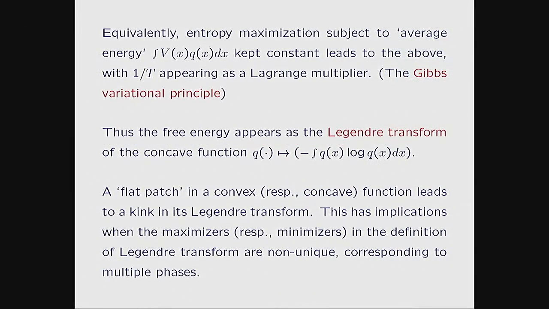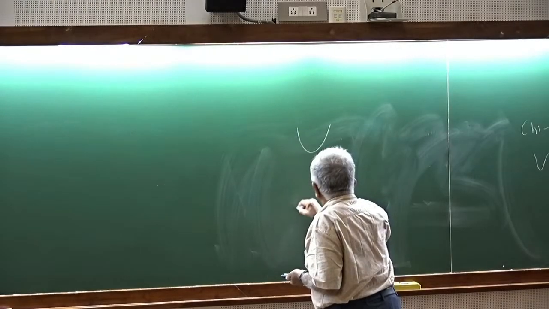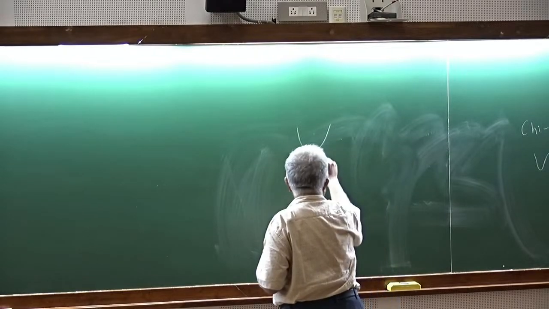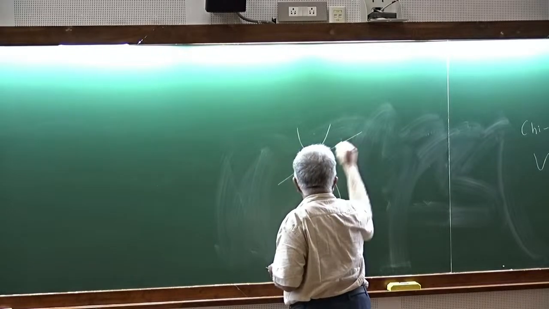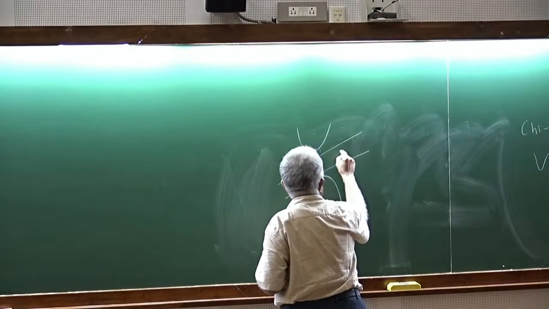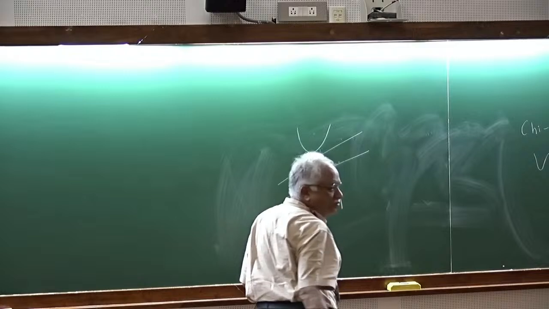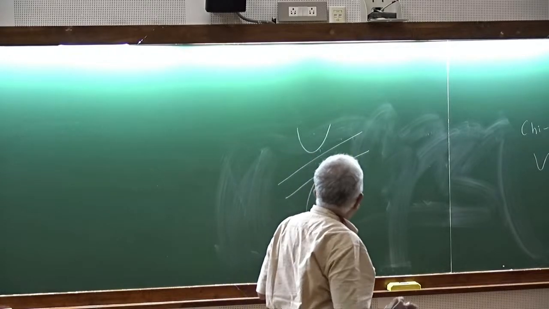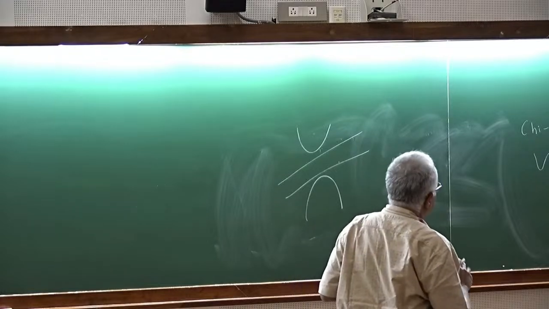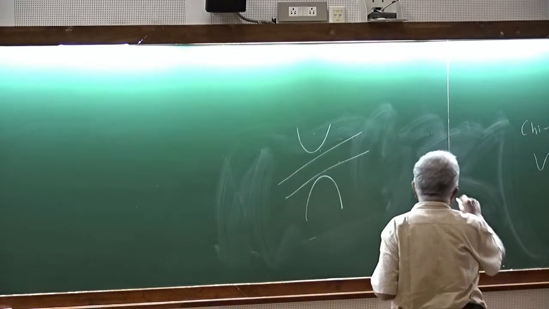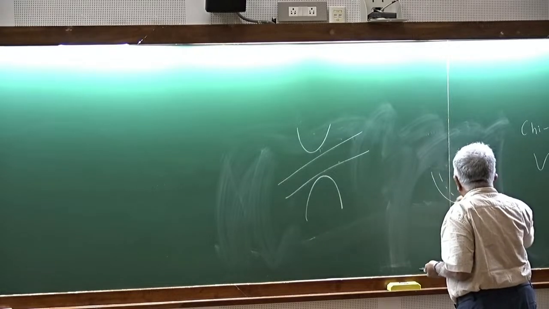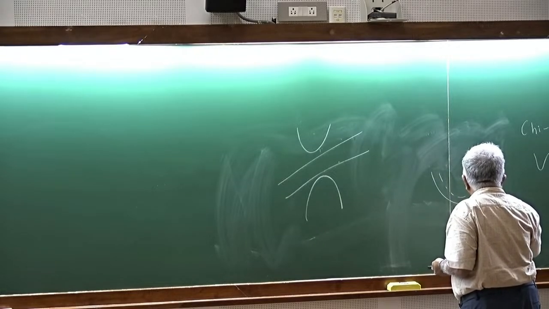So these are concave functions, but in the convex case, suppose you have one convex and one concave, the minimum vertical distance between them equals the minimum vertical distance between pairs of parallel hyperplanes separating them. So this is the pictorial statement of what's called the Fenchel duality theorem. So it's a dual optimization problem, and if your energy function has some kind of a flat patch.